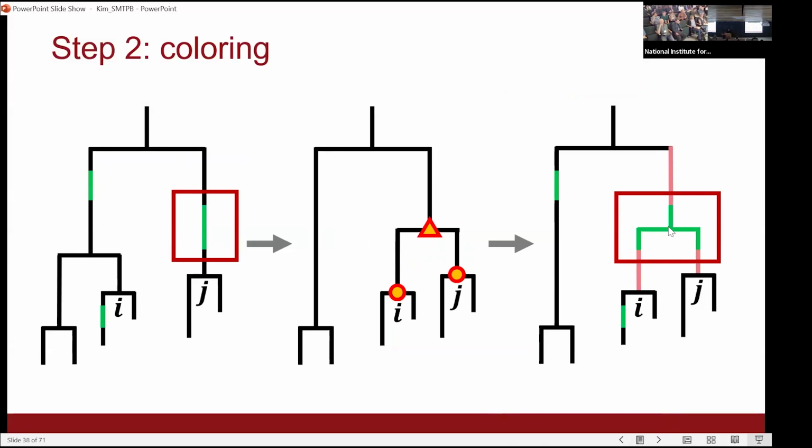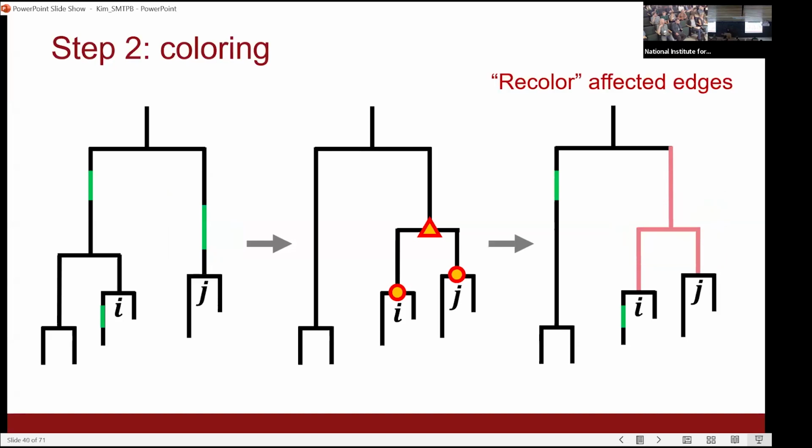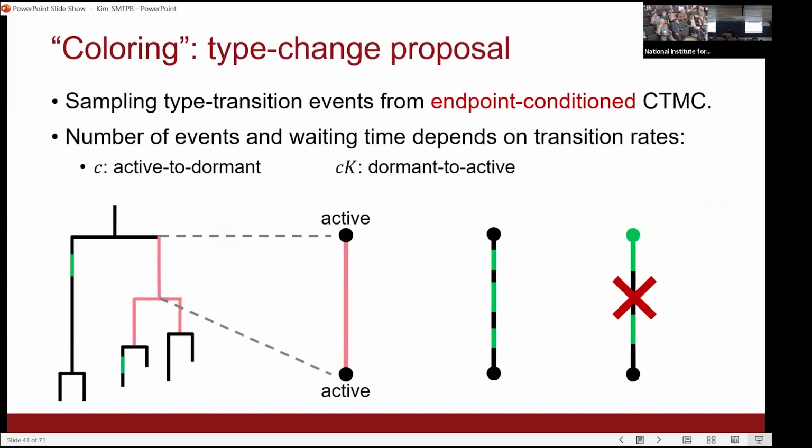First, this is a coalescent node, so it cannot be active. And also the branch length has been changed. So the number of events and the timing of this type change event should be resampled. So we now have to recolor them. So how do we recolor it?